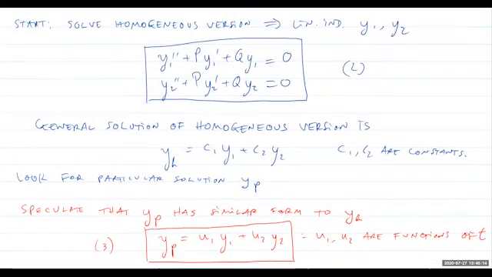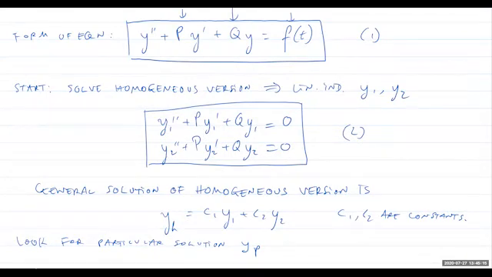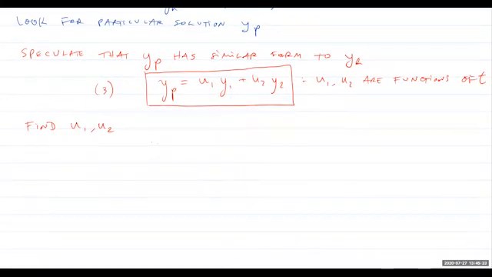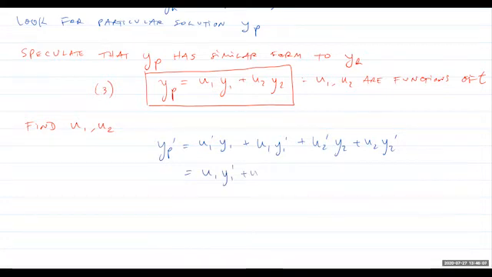Since y sub p is supposed to be a solution to the non-homogeneous equation, if I plug in yp and yp prime and yp double prime, it should work out, right? Okay, fine. So let's compute yp prime and yp double prime. To compute yp prime, I need to use the product rule. Yp prime equals u1 prime y1 plus u1 y1 prime plus u2 prime y2 plus u2 y2 prime. I'm going to gather all the derivatives of y1, y2 together. So y1 prime, y2 prime. And all the non-derivatives y1, y2 together.